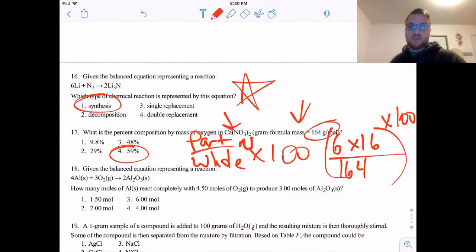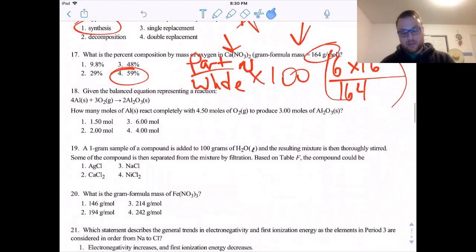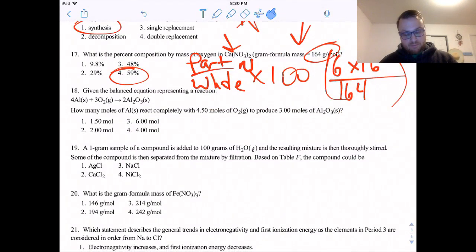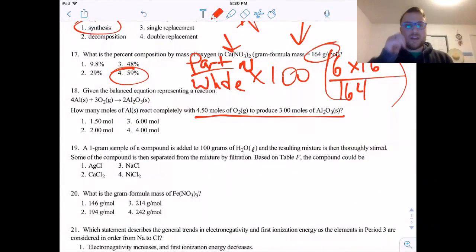Okay, so this one uses that same principle that if you are given all the information about everything except one in the reaction, use all of that information and just do some addition or subtraction. If you have 4.5 moles of oxygen and 3 moles of aluminum oxide, you should just be able to use those numbers and do a little bit of work to get the aluminum that's left over.